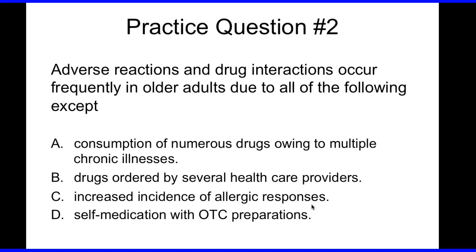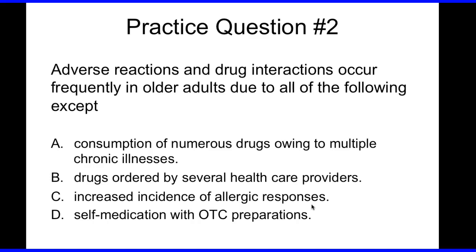Adverse reactions and drug interactions occur frequently in older adults due to the following except. All right, so we're talking about adverse reactions and drug interactions frequently in older adults. A, consumption of numerous drugs owing to multiple chronic illnesses. Yes, that could happen because that's polypharmacy. B, drugs ordered by several healthcare providers. Yes, because many of them may not talk to each other, so you don't know that they're taking these other drugs that can interact.